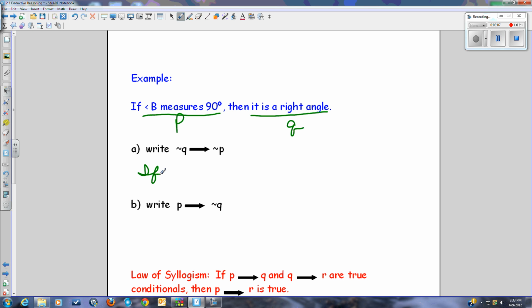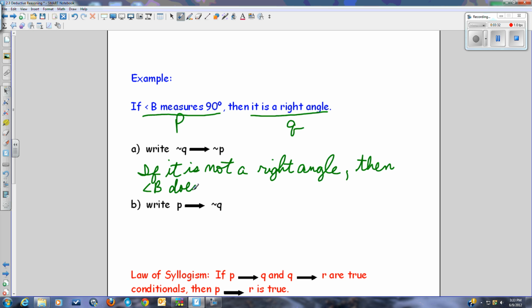If it is not a right angle, then angle B does not measure 90 degrees.